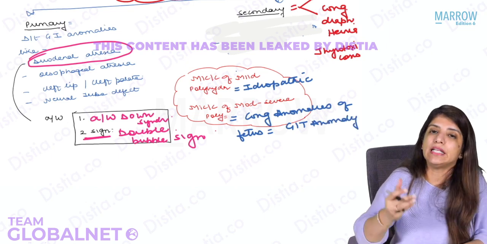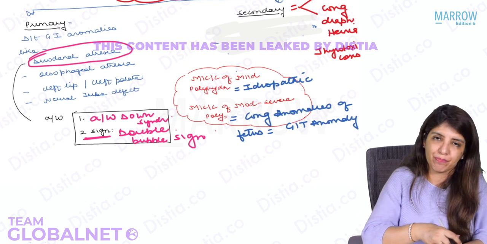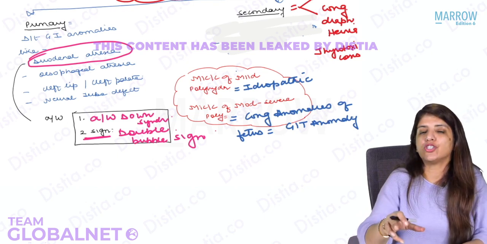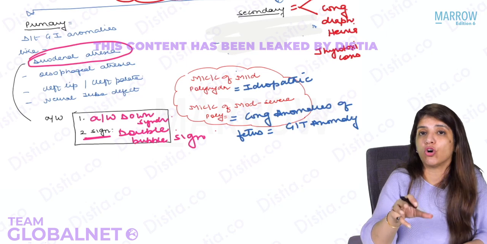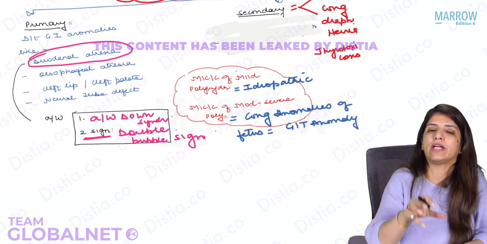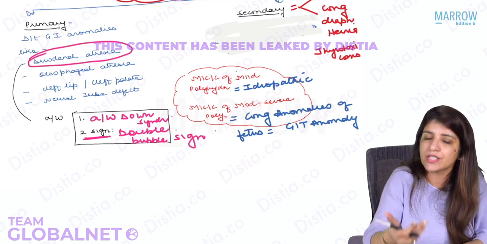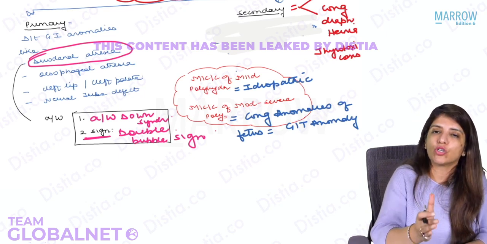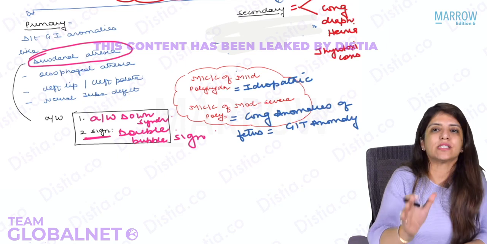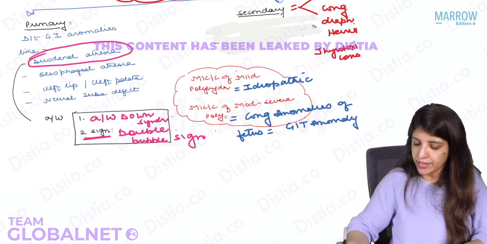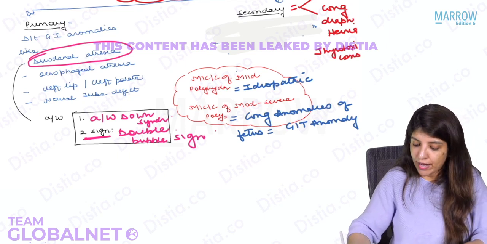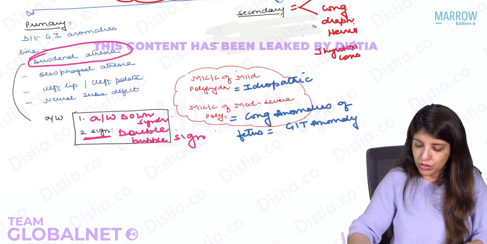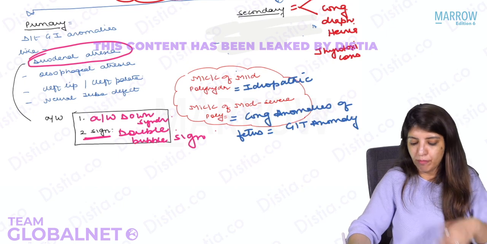GI anomaly leading to swallowing defects, right? So the most common cause of moderate to severe polyhydramnios is congenital anomalies. And which anomaly? GI anomaly. Most common cause of mild polyhydramnios is idiopathic. Right? Okay. Now, we were talking about the mechanisms which can lead to polyhydramnios.